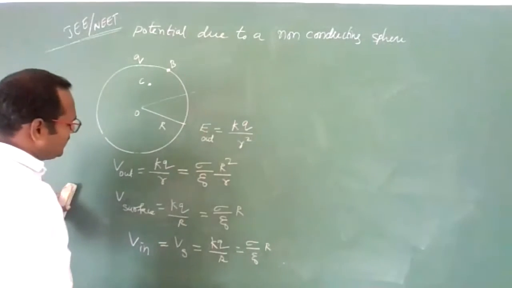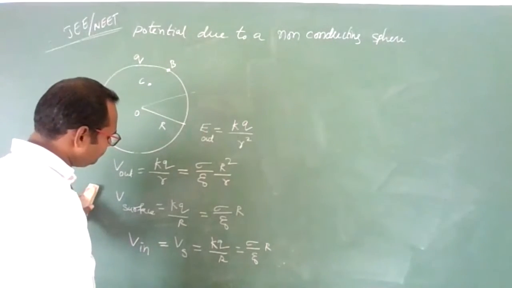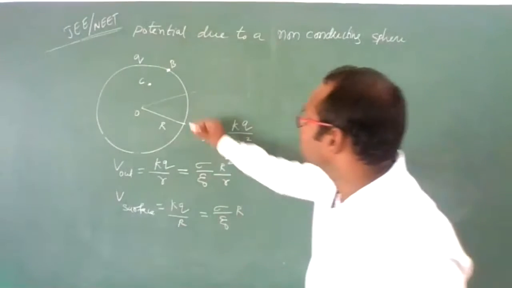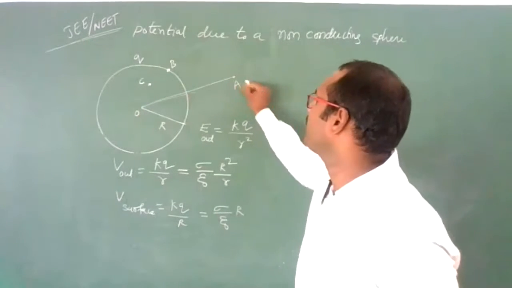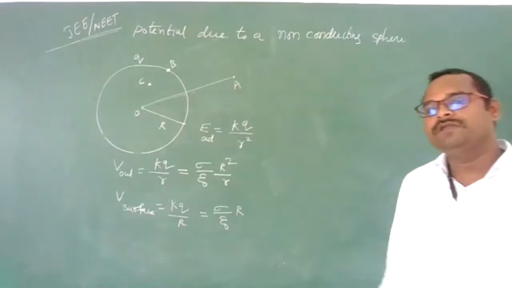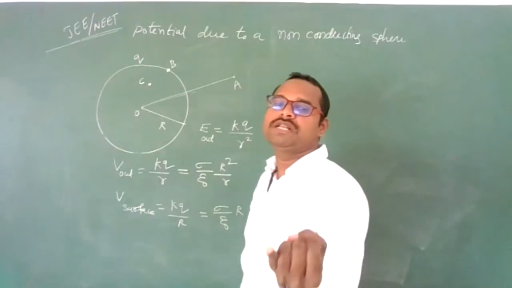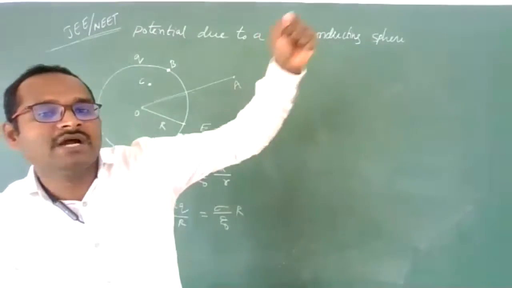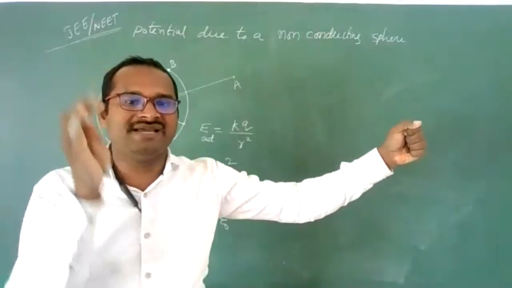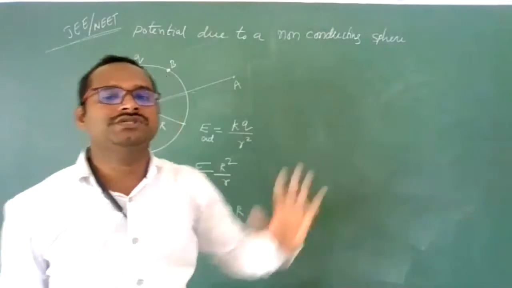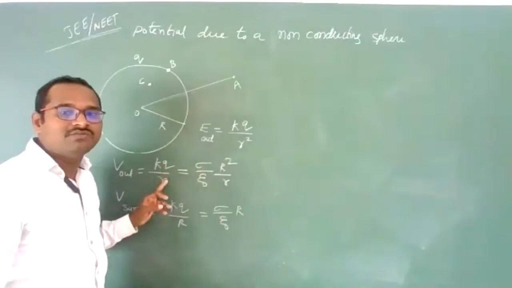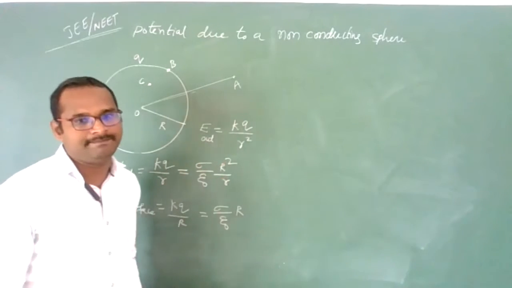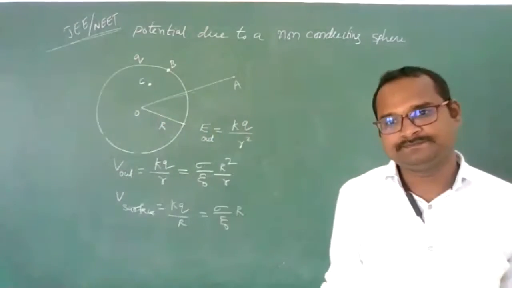Students, if you want potential due to a non-conducting sphere at an outside point, whether it is a spherical shell, conducting sphere or non-conducting sphere, the electric field at an outside point is same, that is kq by small r square. Then potential is also same, that is kq by small r, that is sigma by epsilon into capital R square by small r. This will be same.